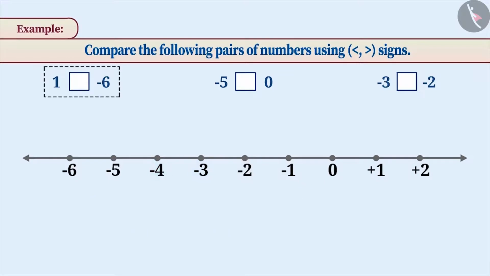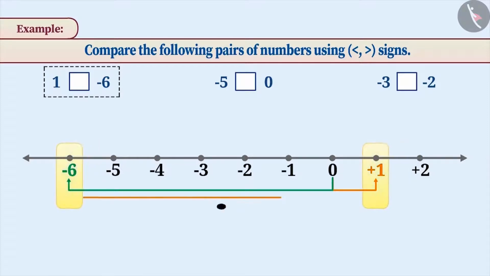Now let's compare 1 and minus 6. In order to do this, we will represent them on a number line. The number plus 1 is marked 1 place to the right side of 0 and minus 6 is marked 6 places to the left of 0. As you can see, the number 1 is to the right side of minus 6. Therefore, 1 is the larger number and minus 6 is the smaller number. Remember that the face of the sign is always towards the larger number.